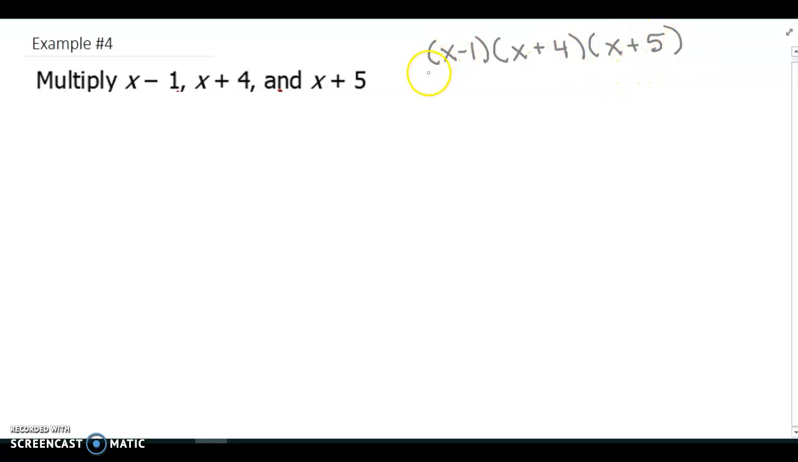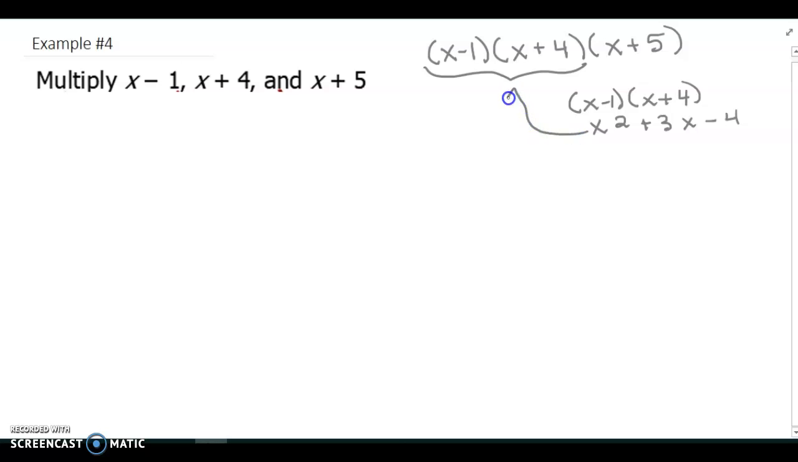And you can pick any 2 you want, but I'm just going to pick, I don't know, these 2. Okay, so I'm going to pick x minus 1 times x plus 4. And you could either FOIL this out or box it out, whatever, but you would get x squared plus 3x minus 4. Okay, so you're going to substitute that in for those. So I'm going to rewrite it over here. We have x squared plus 3x minus 4, and we're going to multiply that by x plus 5.